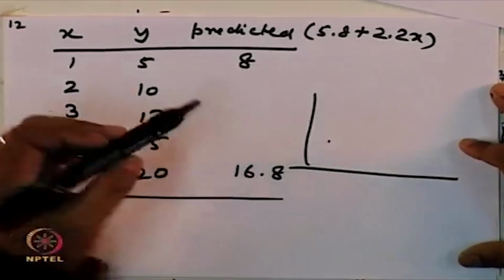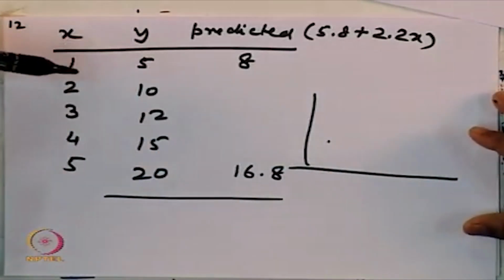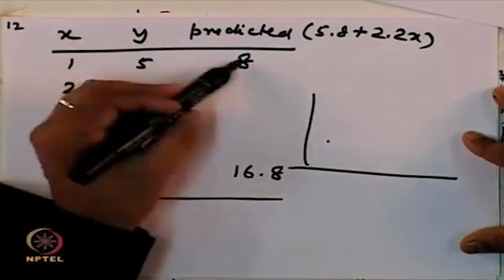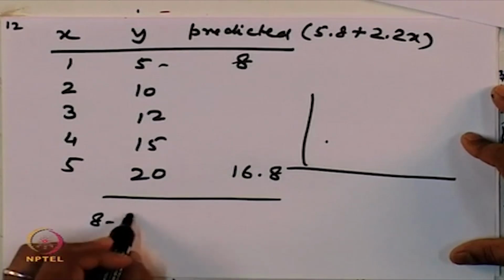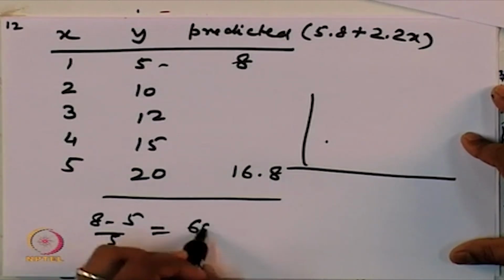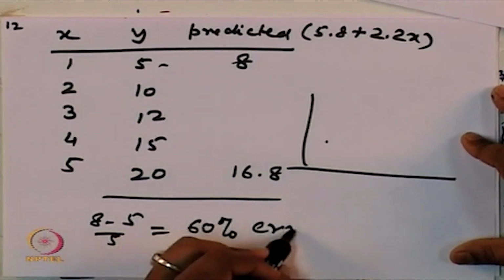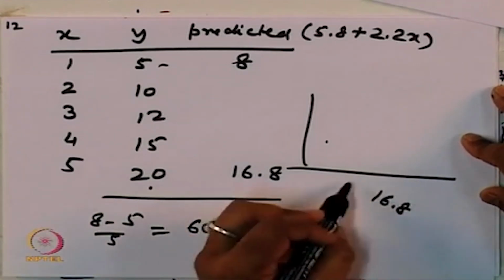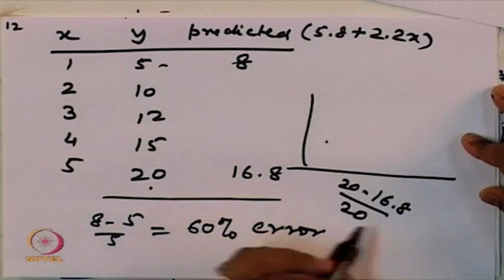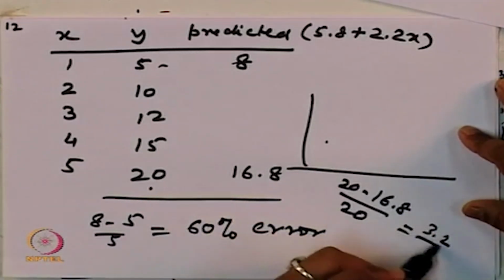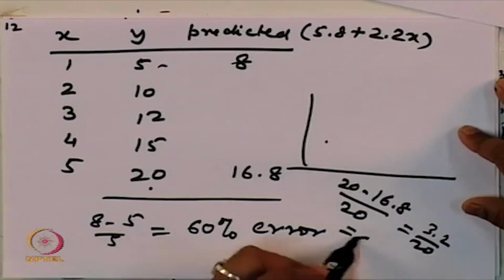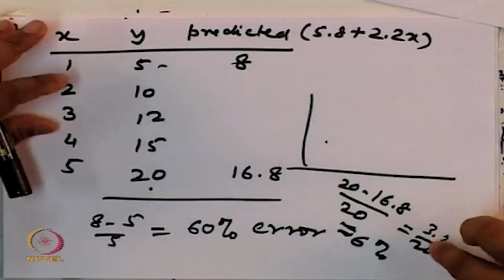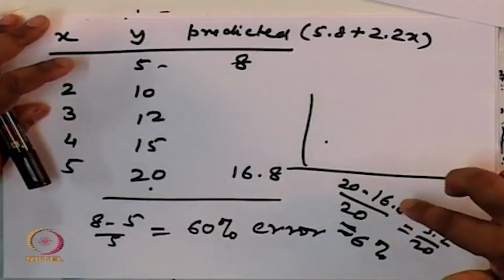So, if you see the percentage of error. Okay. So, this raises one important point. Here you are off by (8 minus 5) by 5, which is equal to 60% error. Okay. In here your error: the value is 16.8, so roughly (20 minus 16.8) by 20 is equal to 3.2 by 20, which is only 6%. Okay. So, this raises a very important point.